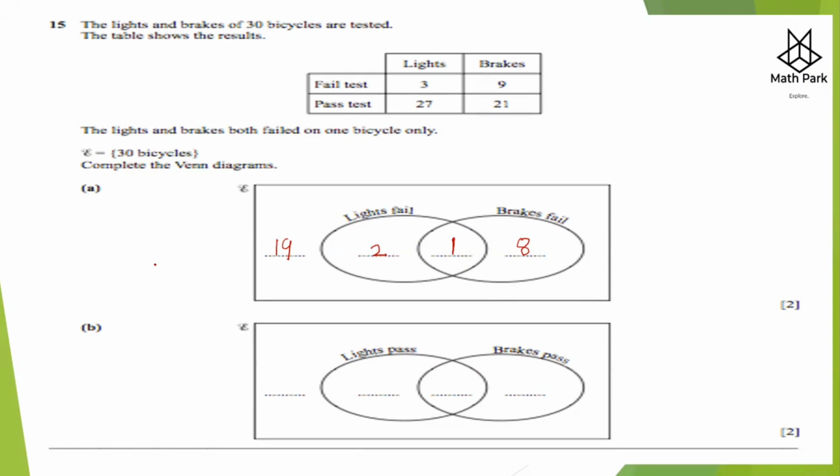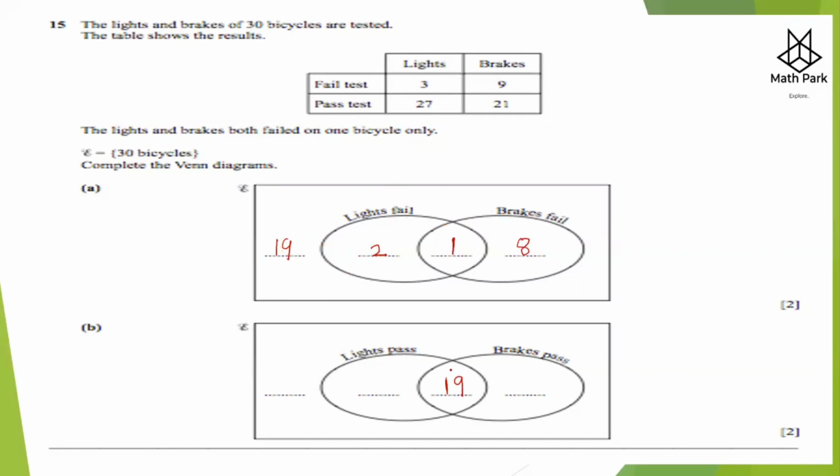Now pass test, let us complete the second one, lights pass and brakes pass. Now we know that the lights fail and brakes fail. Other than this, lights pass and brakes pass are going to be 19. Both. Lights pass and brake pass together are going to be 19. Now lights pass, it is 27.